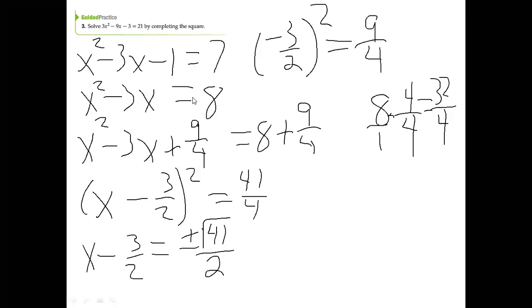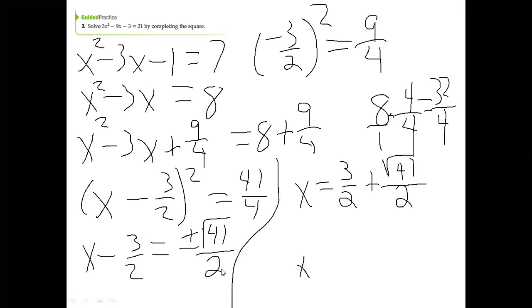Now remember, 41 is still in the square root because it's not a perfect square, but 4 is a perfect square, so when you take the square root of the 4 in the denominator, you get 2. So x equals 3 halves plus square root 41 over 2, and x equals 3 halves minus square root 41 over 2.